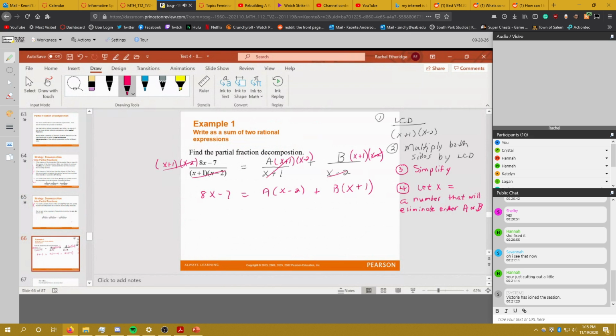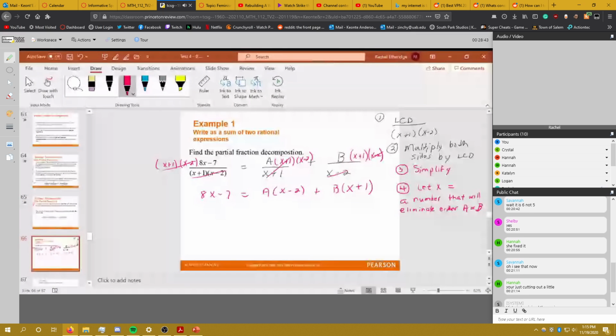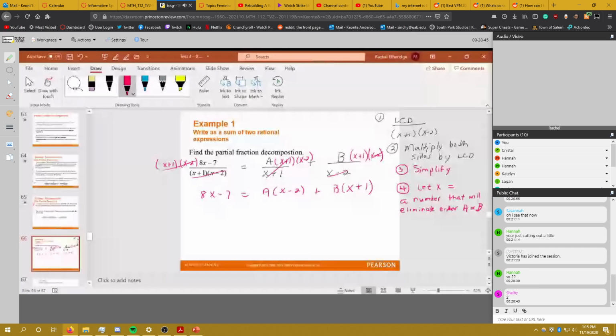So how can I eliminate A? What number for x could I plug in and get rid of that whole term? Anybody want to weigh in on that? Would it be 2? Yes, exactly. And if I wanted to eliminate B, I would use -1. Good. So I'm going to let x equal 2 right here.